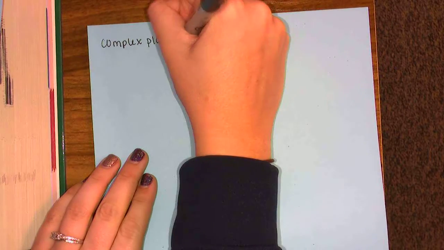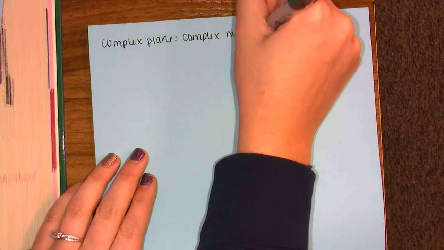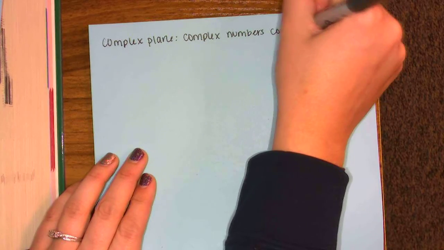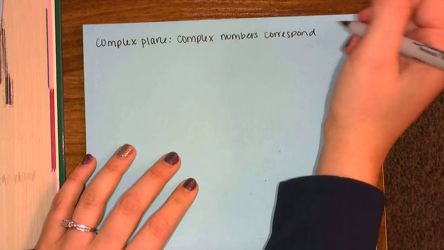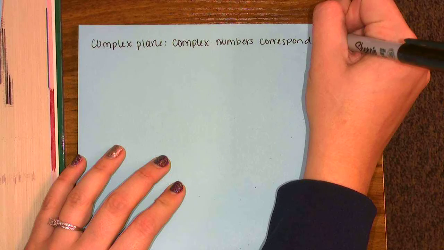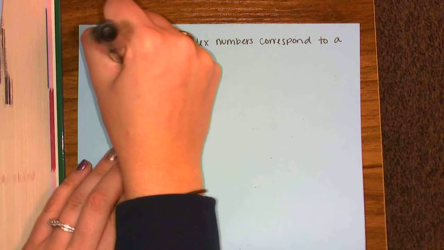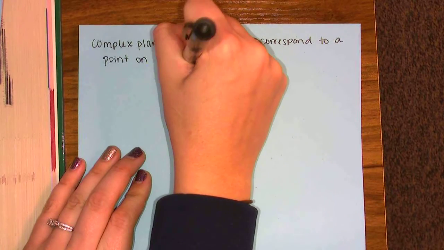Alright, so in the complex plane, complex numbers correspond to a point on the complex plane. This is a quick thing, and then we're doing examples that go with it. No, this is still the same section.